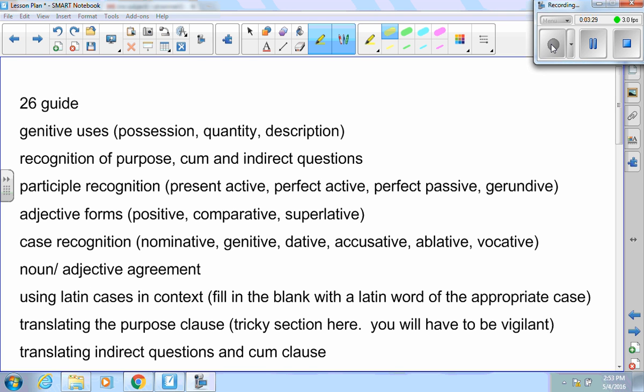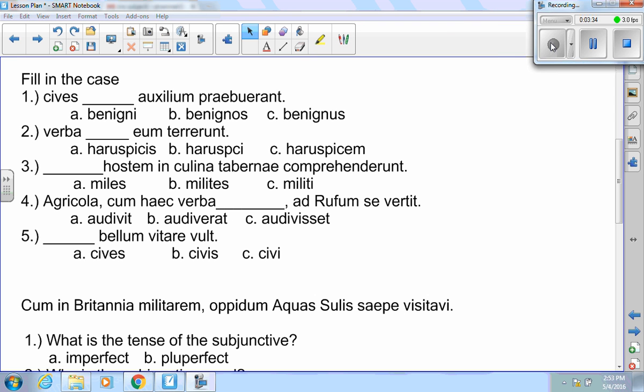Using Latin cases in context, filling the blank with a word, a Latin word of the appropriate case. On the exam, it's going to look like these five right here. You're going to have a blank sentence, it's going to remove a word, and you're going to have to determine what case to use here. In number 1, 2, 3, 4, and 5, I want you to guess, and then I'll explain what each one should be. So go ahead and answer those.